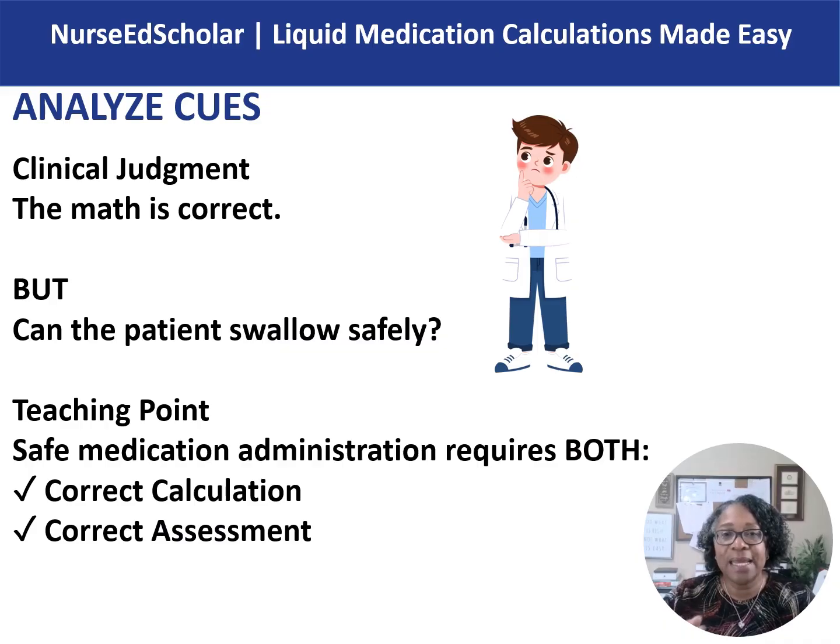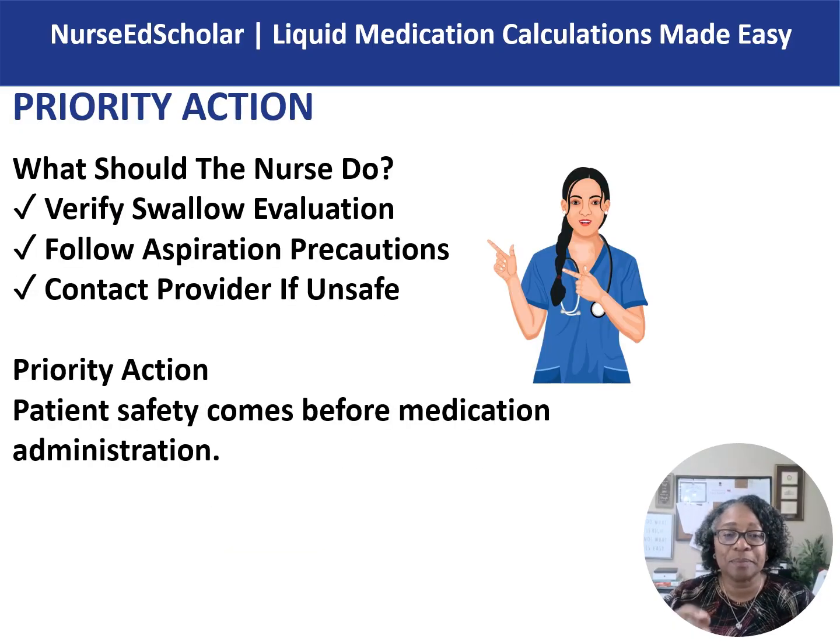But let's think about this. You figured out the calculation. You know the patient needs it because they have a temp of 101.8, right? But should you give it? The patient has dysphagia. That means that the swallowing is impaired. The patient is having difficulty swallowing, which will put them at an aspiration risk. It's going to increase that aspiration risk. Okay. So what do you do?